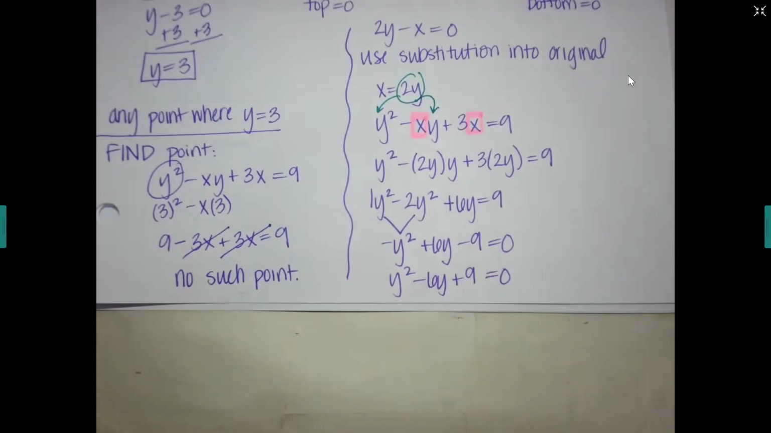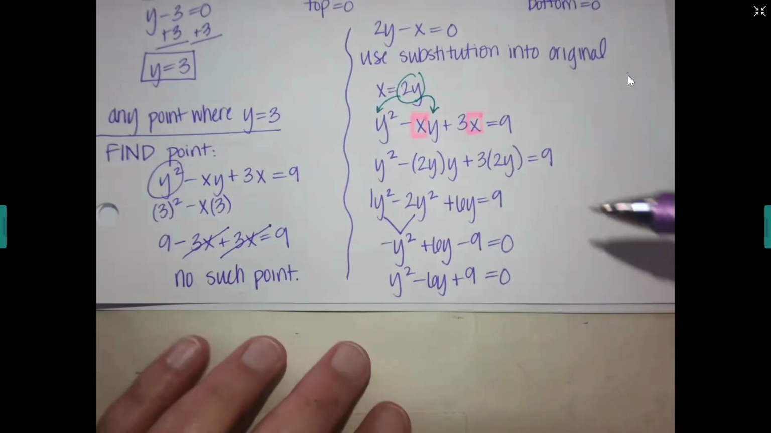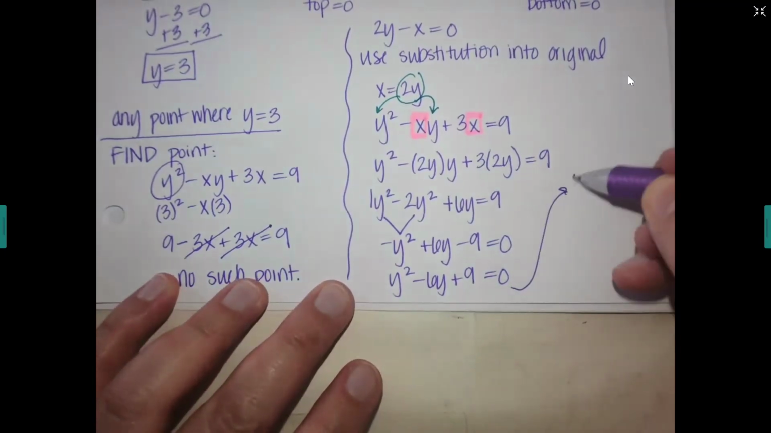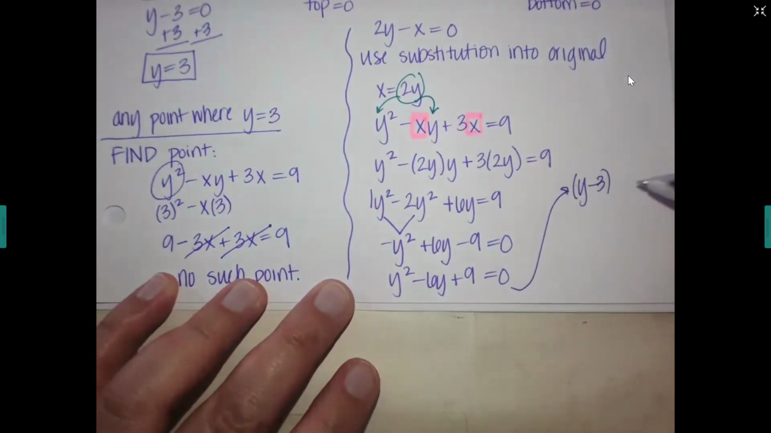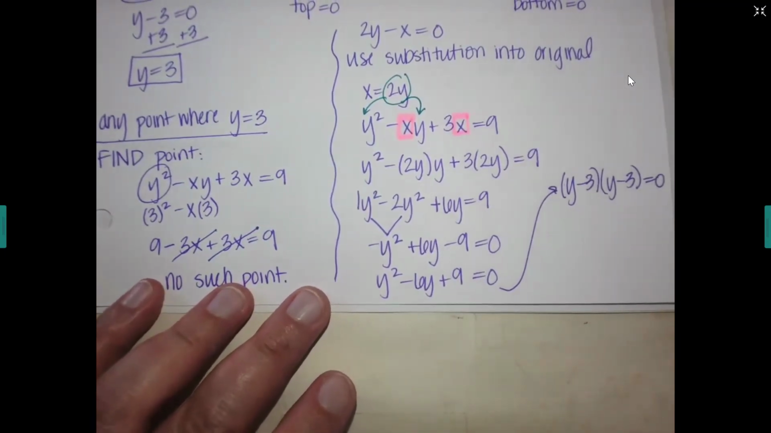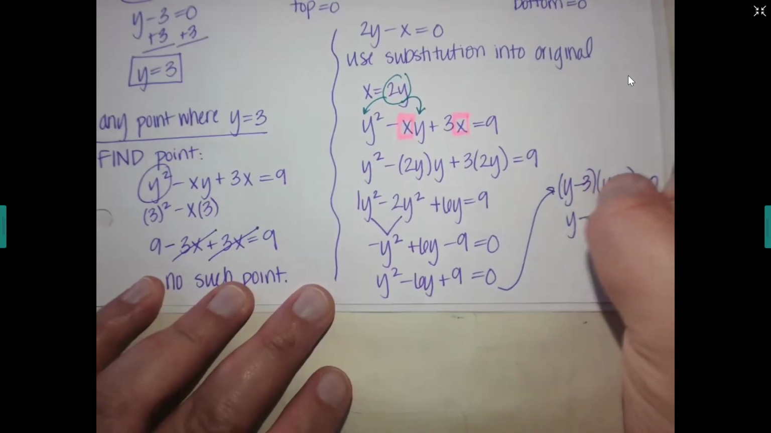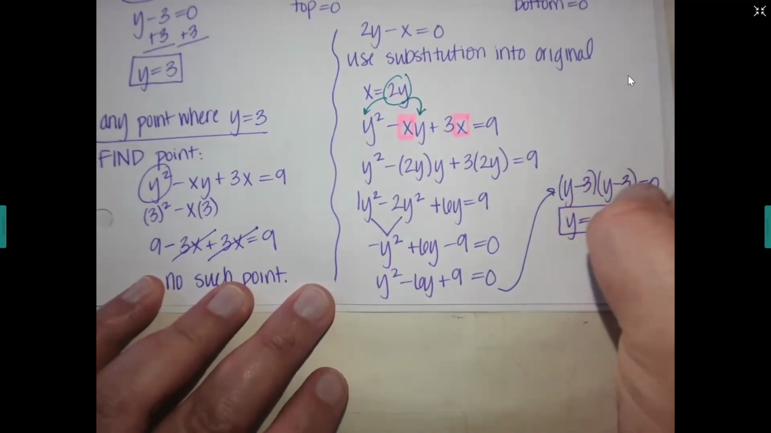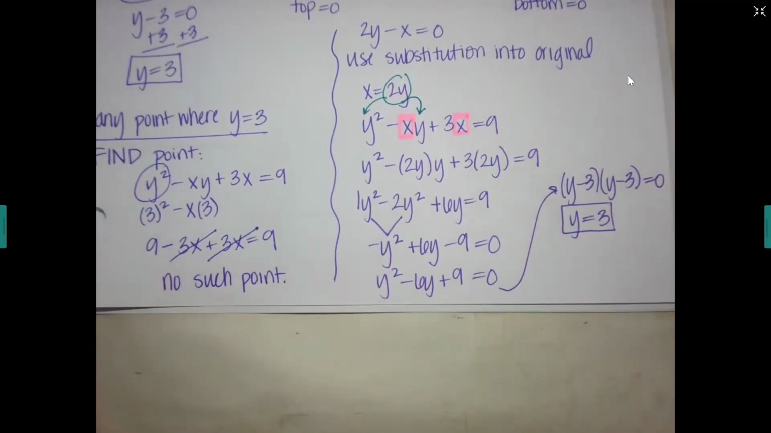Can you think of numbers that will times to 9 and add to minus 6? What types of 3 do I need to use? Negative. So it'd be y minus 3 and then y minus 3 again, which means what's my only answer if the parentheses are identical? Y equals 3. Now, if it said describe the points, that would be plenty.